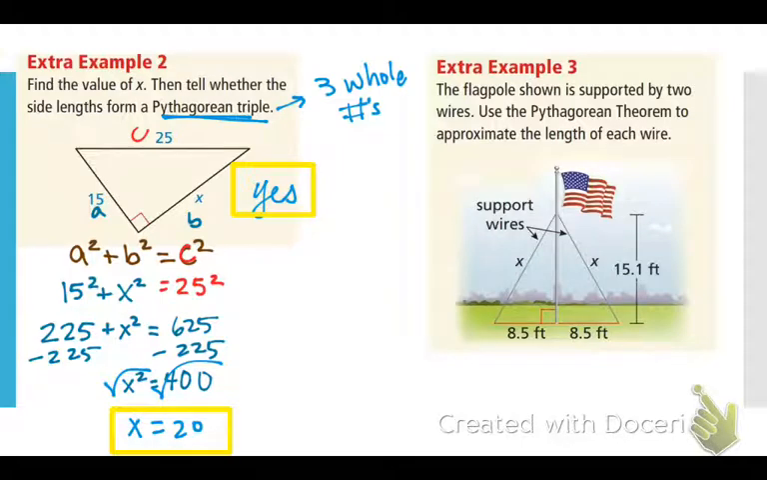The next one, the flagpole shown is supported by 2 wires. Use the Pythagorean theorem to approximate the length of each wire. So what do I know based on the fact that both of them are named x? What do I know about the lengths of the wires? They're the same. So what you can do, since this is a section about right triangles, is just look at one of the right triangles. We know we have 8.5 feet from the pole to the end of the wire. What is the height of the wire? 15.1 is the height of the wire.